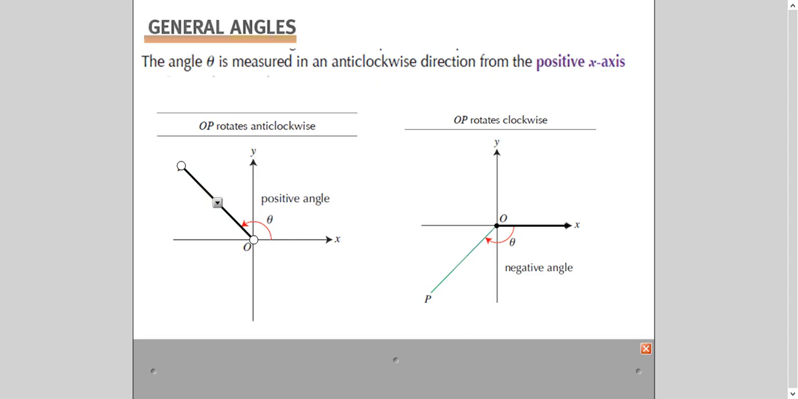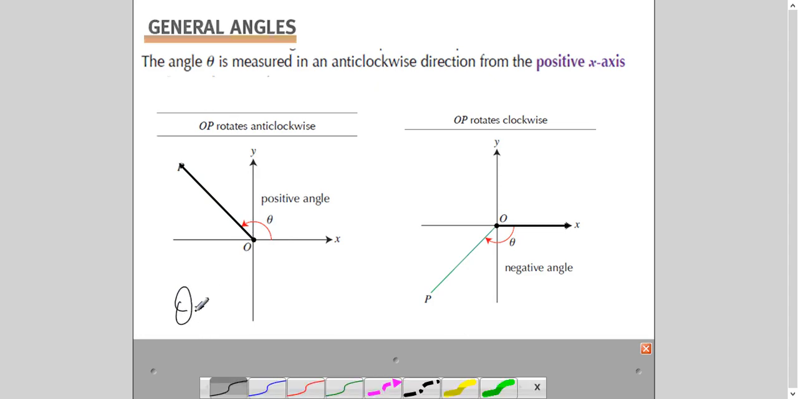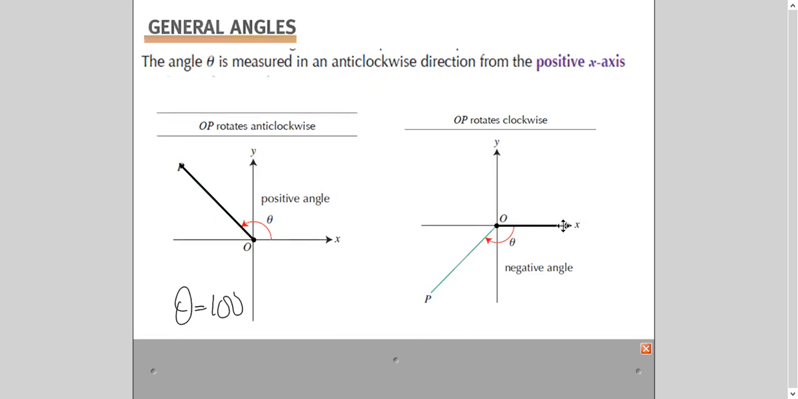So if I ask you, okay, theta is 100 degrees, how will you rotate? You will rotate in this direction. But if you rotate it clockwise, it is called a negative angle. But it is all happening with respect to the positive x-axis, from this point. So from this point, depending on whether you are going like this or like this: if it is clockwise, it is a negative angle. If it is anti-clockwise, it is a positive angle.